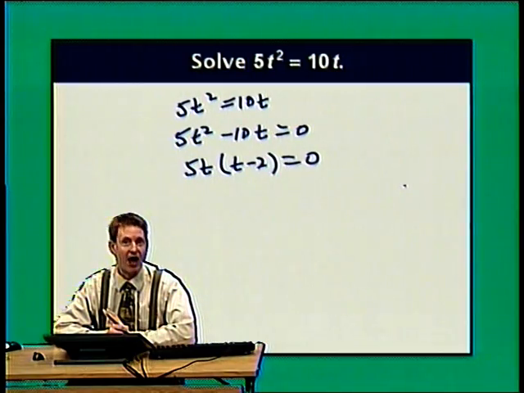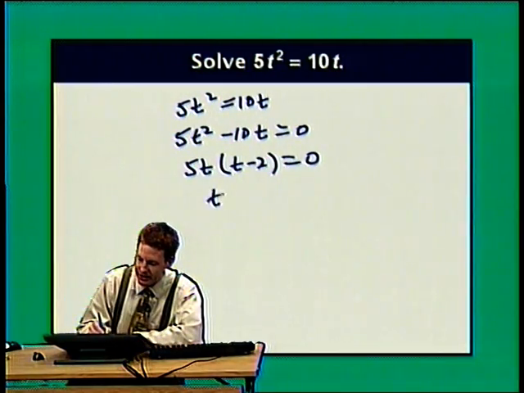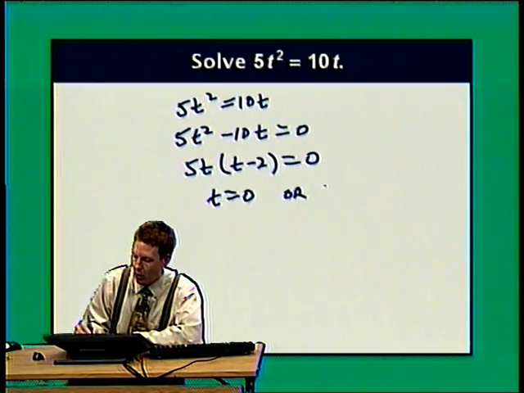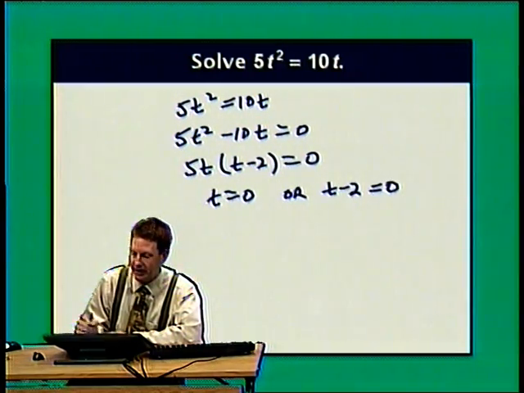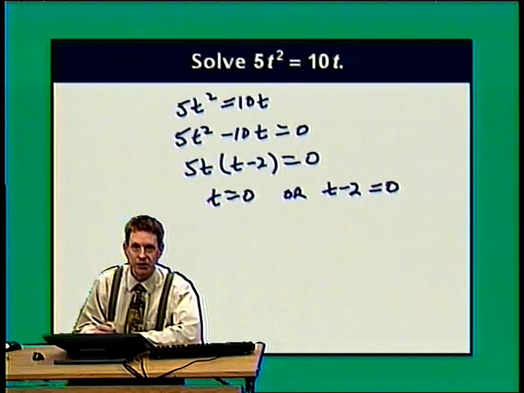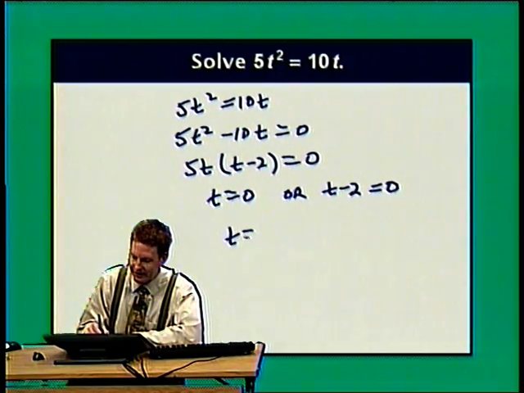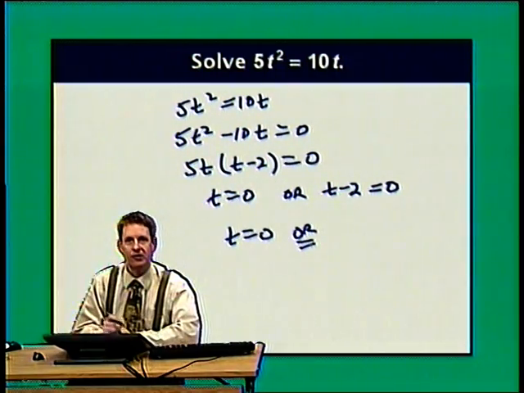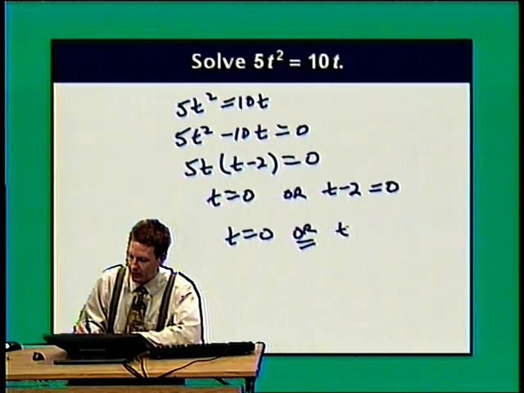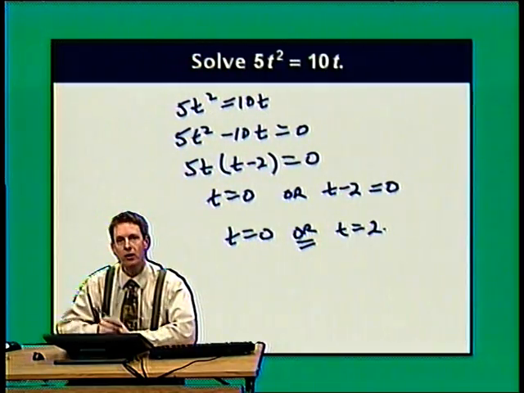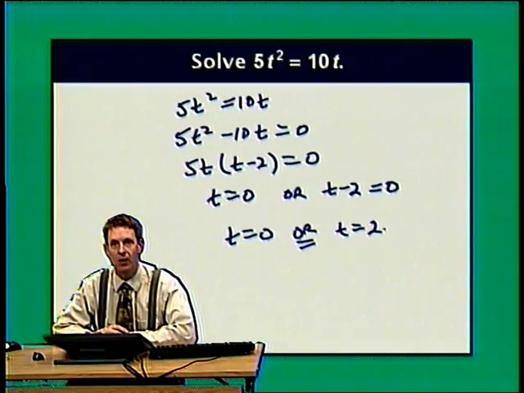Guess what? 5 doesn't equal 0. So it's not 5 that equals 0. It's either t that equals 0 or t minus 2 that equals 0. What's the solution to t equals 0? Well, that's 0. What's the solution to t minus 2 equals 0? Well, that's 2. So it looks like my solutions are going to be 0 and 2.